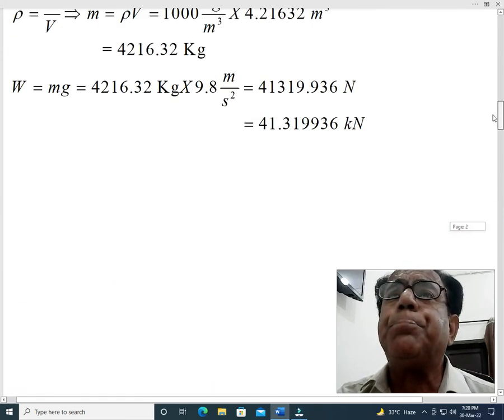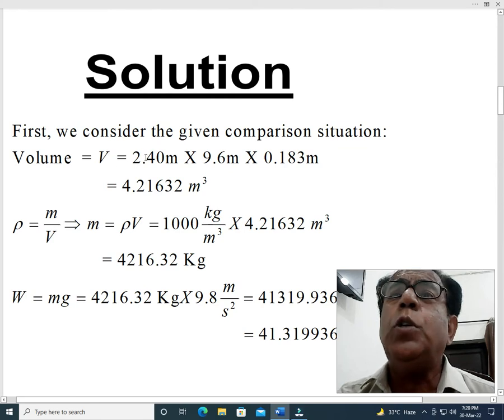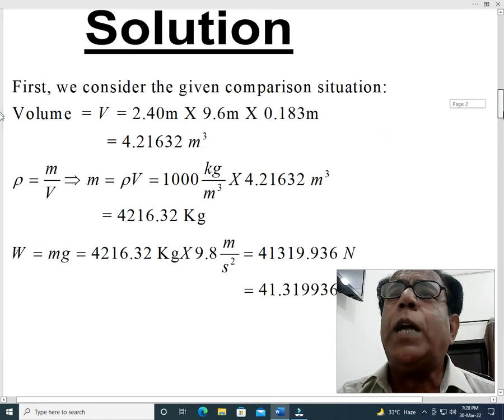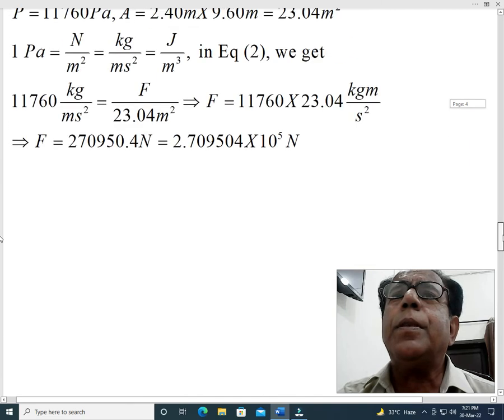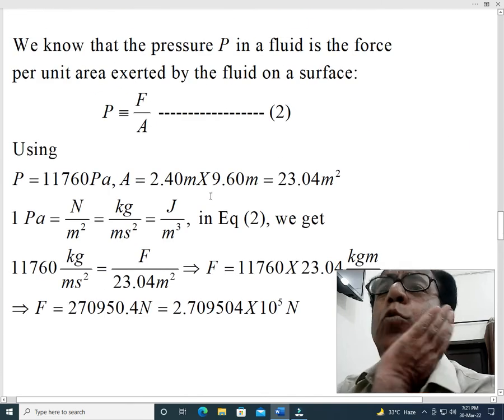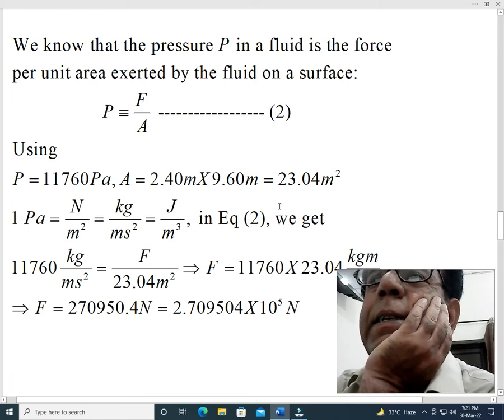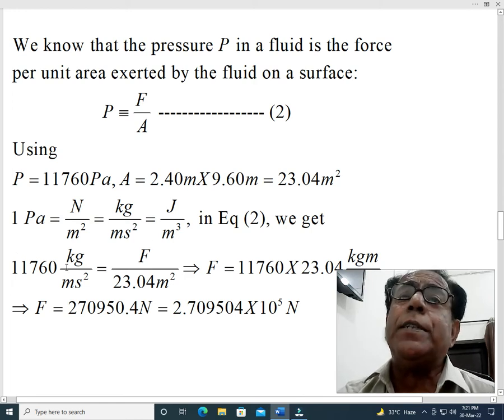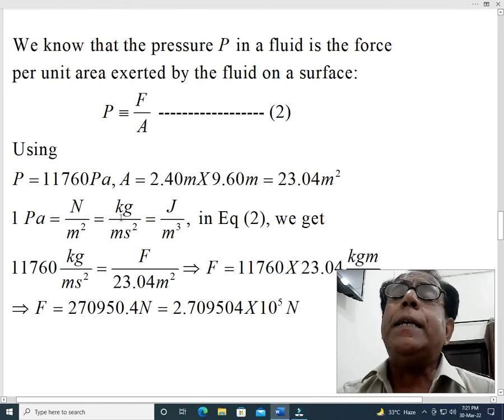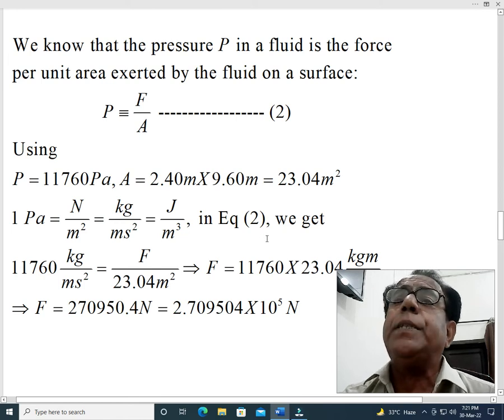Okay, here, dear students, volume is equal to these three quantities, because volume is a three-dimensional quantity: length, width, height. But area is two-dimensional. That is why area has become equal to these two quantities multiplied by each other, and hence area has become equal to 23.04 meter square. Moreover, we know from the table of conversion factors that 1 Pascal (Pa) is equal to 1 Newton over meter square, alternatively equal to kilogram per meter second square, and alternatively equal to joule per meter cube. In equation number 2 we get.